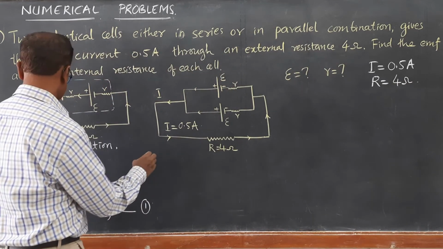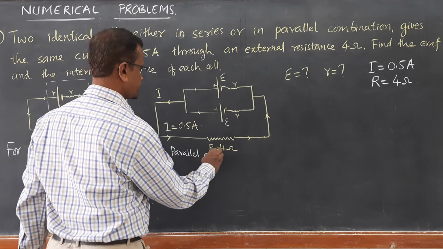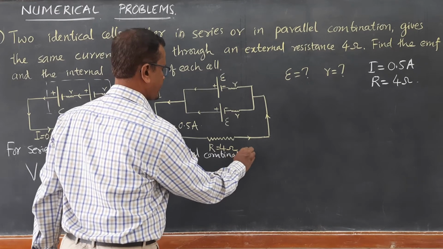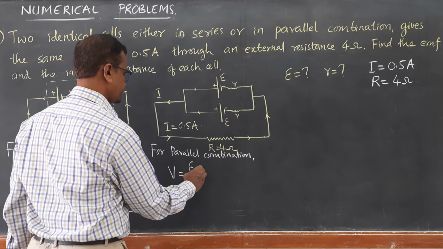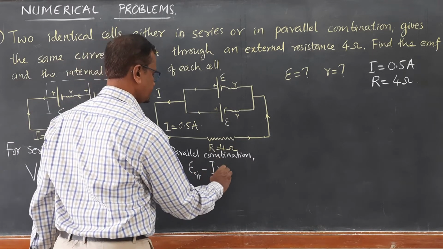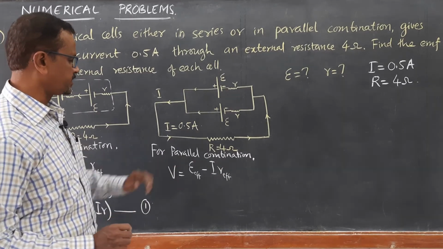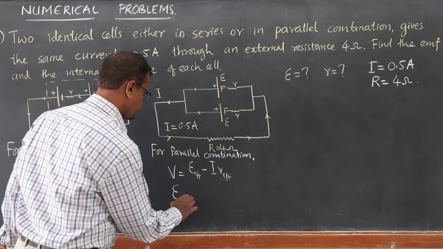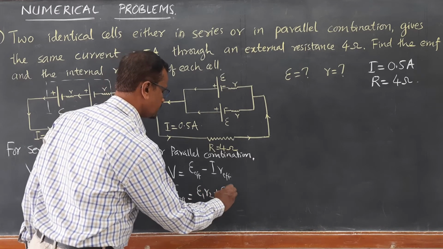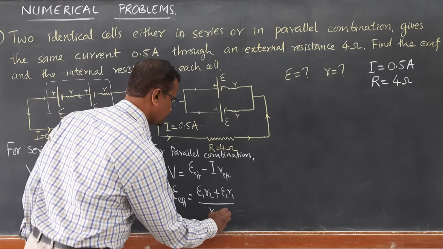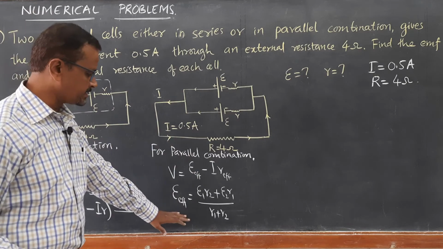Now for the parallel combination, in the same way, V becomes equal to E effective minus I into R effective. Let me first find out what is E effective for the parallel combination. We know that E effective for the parallel combination is given by (E1 R2 plus E2 R1) divided by (R1 plus R2). This is what we have done in the previous session. We have already derived this.